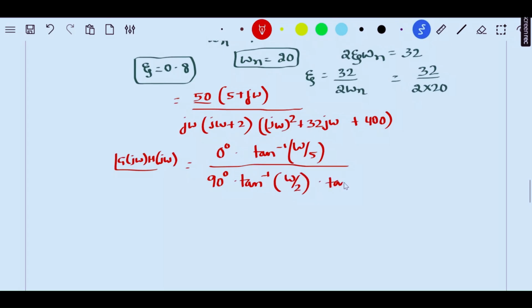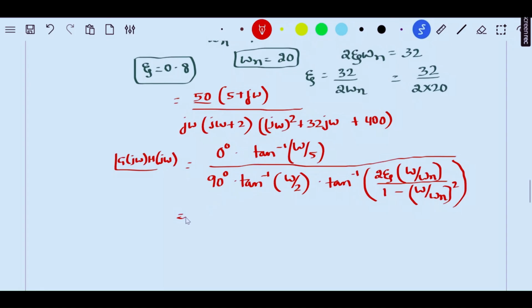and for the quadratic term, the equation is very important. This is the common equation for every quadratic equation that we try to see in the problem: tan inverse of 2 times zeta into omega by omega n, whole thing divided by 1 minus (omega by omega n) the whole square. This is the formula for any quadratic pole, keep that in mind. And we know that omega n equals 20 and zeta is 0.8.